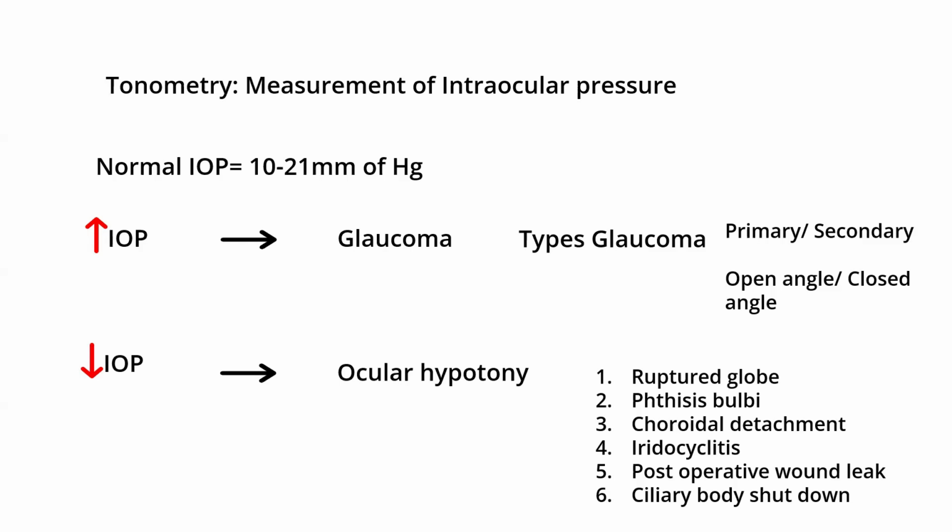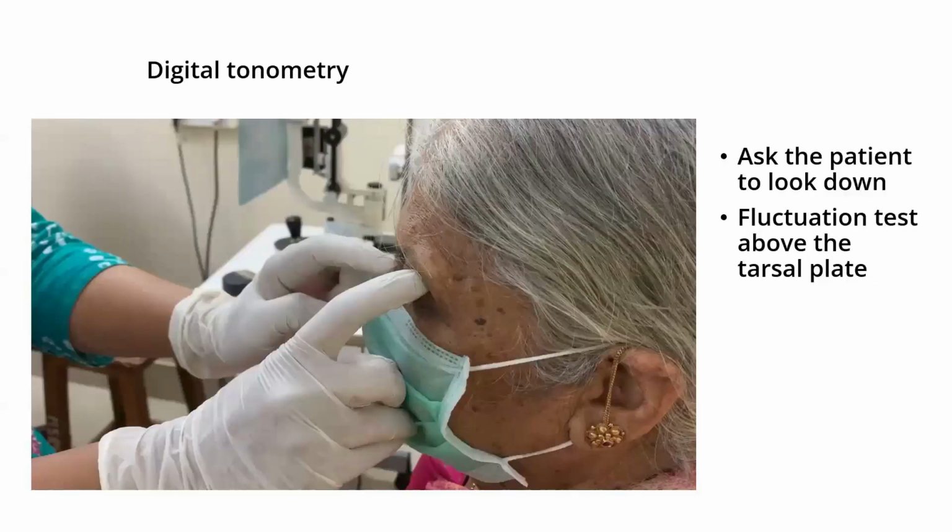Reduced IOP, less than 10 millimeters of mercury, is called ocular hypotony. So what are the causes of ocular hypotony? Ruptured globe, phthisis bulbi, choroidal detachment or retinal detachment, iridocyclitis, postoperative only, post-cataract surgery or post-trabeculectomy, and ciliary body shutdown. Now, how do you measure the intraocular pressure?